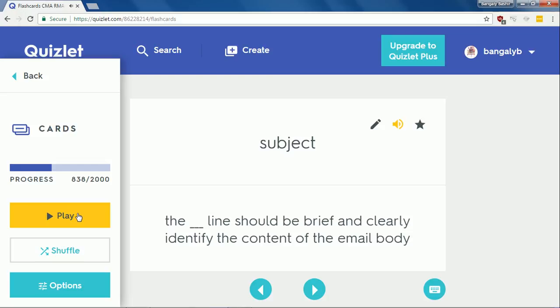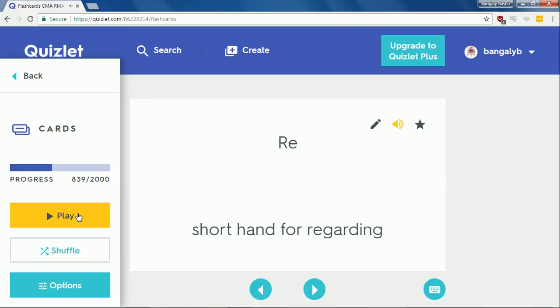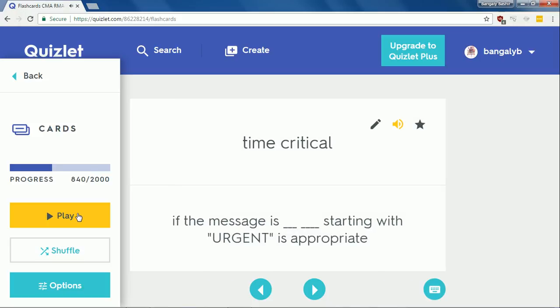The subject line should be brief and clearly identify the content of the email body. RE: shorthand for regarding. Time critical. If the message is time critical, starting with urgent is appropriate.